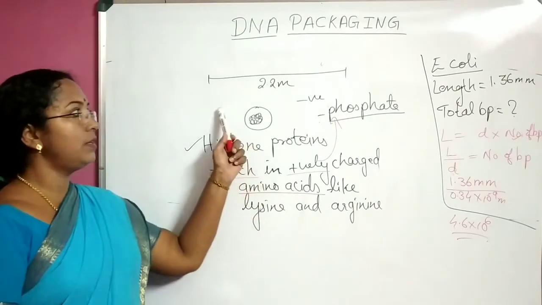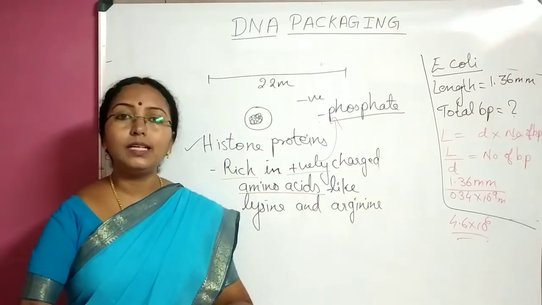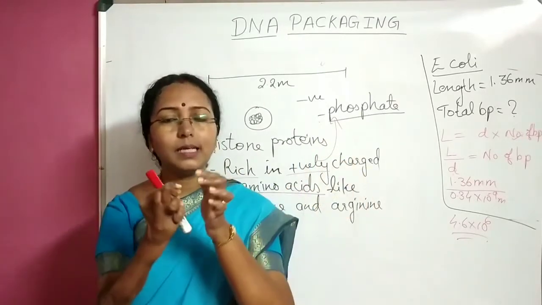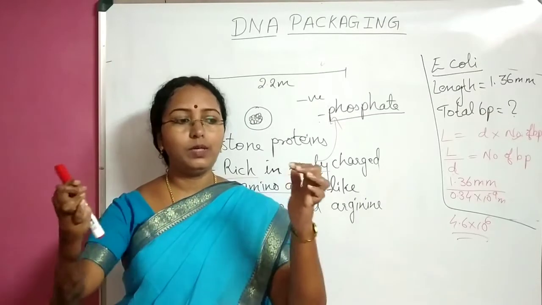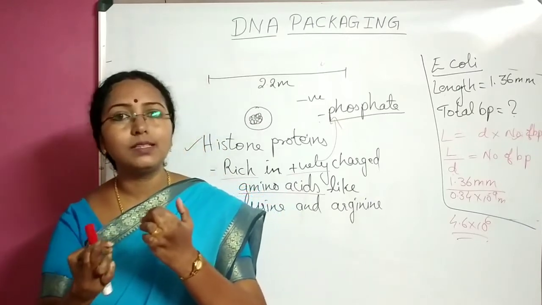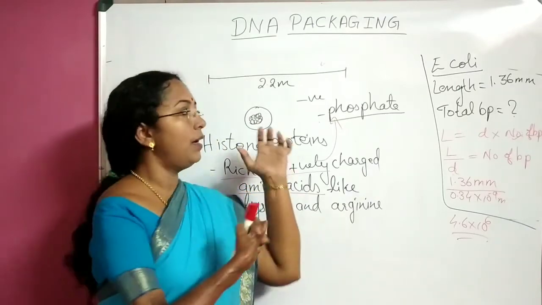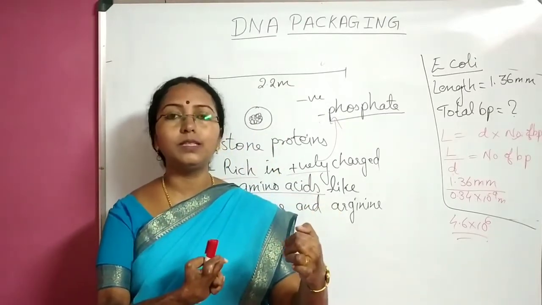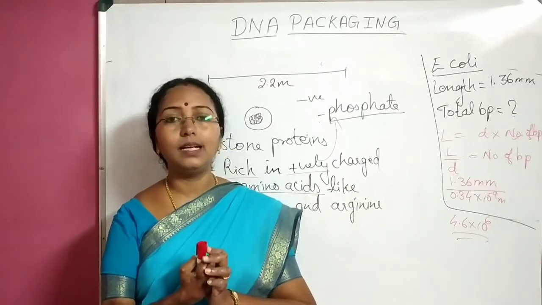So here I think you have understood the importance of packaging, that our DNA is 0.2 meter long and is kept inside a very small nucleus. Not only that, when it is kept inside the very small nucleus, the negatively charged phosphates in them start repelling, and that repulsion is avoided by the entry of another kind of protein called histone proteins. They are rich in positively charged amino acids like lysine and arginine.